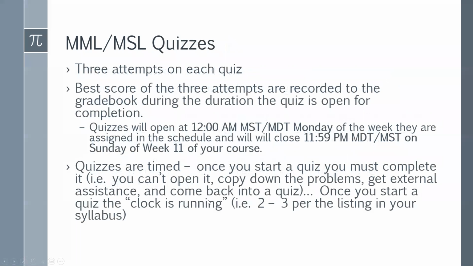Now, quizzes are a little bit different. They are a snapshot. Once you open a quiz, you must complete the quiz within the duration that states inside your syllabus. For MA 2000, 2-hour duration on the quizzes. For MA 3000, 4 hours on a quiz. The quizzes remain open from day 1 of the class through Sunday at 11:59 p.m. Mountain Daylight Time or Mountain Standard Time of week 11. So for the full 11 weeks of the course, all of the quizzes stay open.